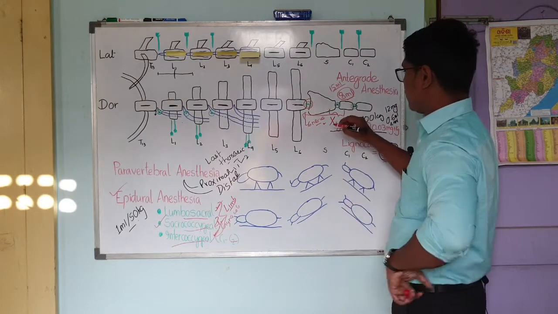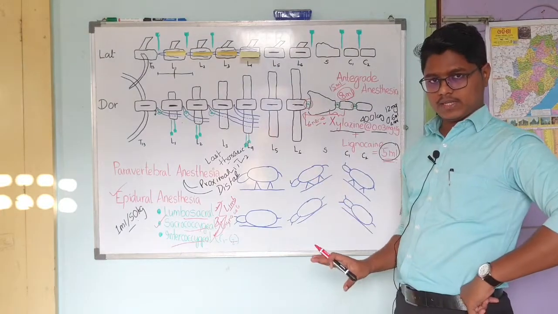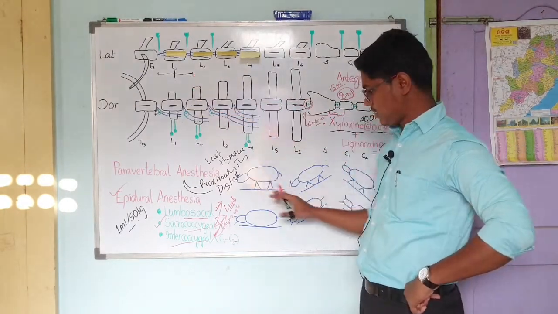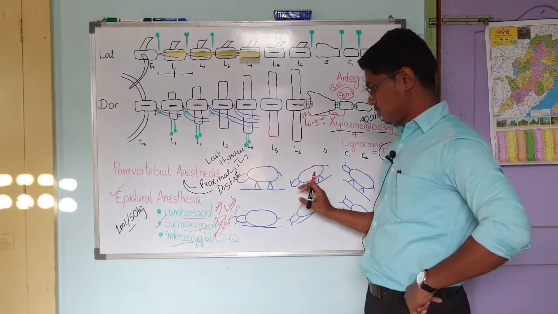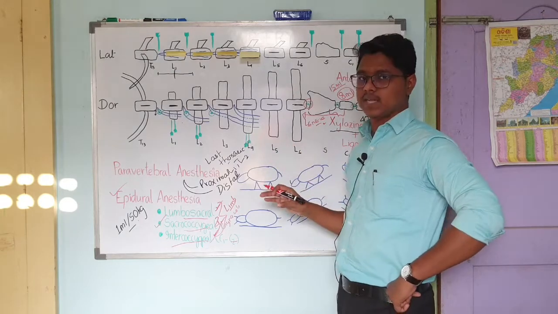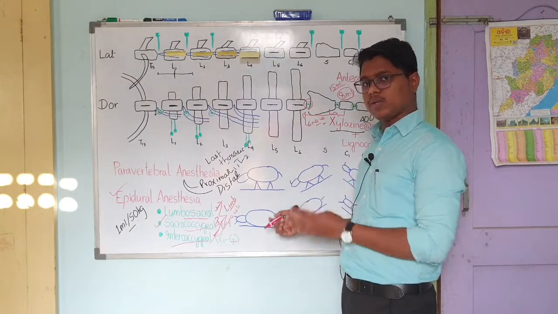Next, you see, slope is also important in epidural anesthesia. Not paravertebral anesthesia, but in epidural anesthesia, slope is important. Always give epidural anesthesia when the animal is standing. Do not administer it while the animal is in recumbency.